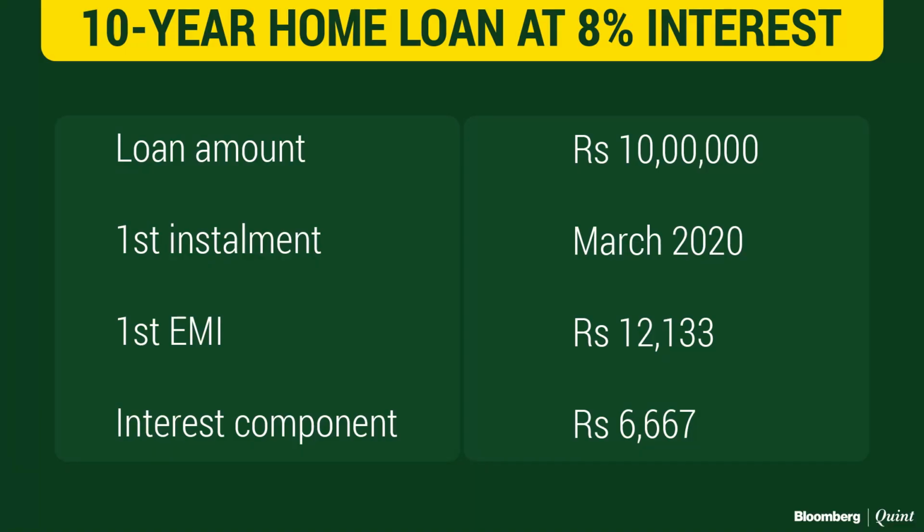Let's get into a couple of illustrations that will help you better understand what's being done. At this stage, we're working with the assumption that the government scheme hasn't yet been announced. Now, assume that I've got a fixed rate home loan of 10 lakh rupees at 8% that's repayable over 10 years. To make this simple, we're assuming that my first installment was due in March of 2020. My first EMI is 12,133, out of which the interest component is 6,667.